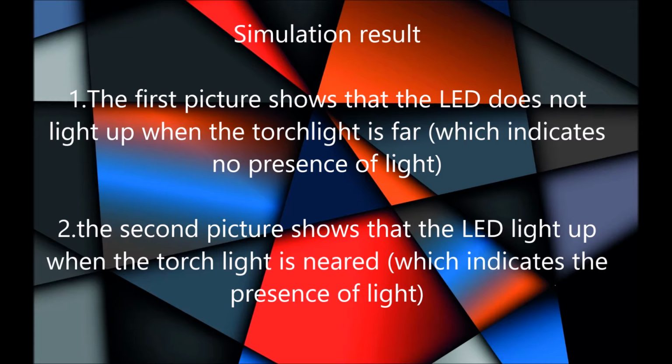Referring to the figure before, the figure shows the result that we got from the circuit. The first picture shows that the LED does not light up when the torchlight is far, which indicates no presence of light. The second picture shows that the LED lights up when the torchlight is nearer, which indicates the presence of light.